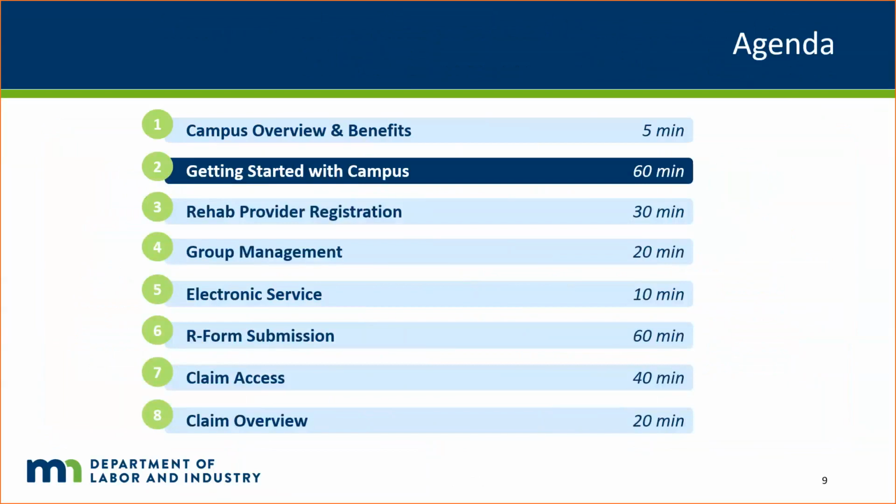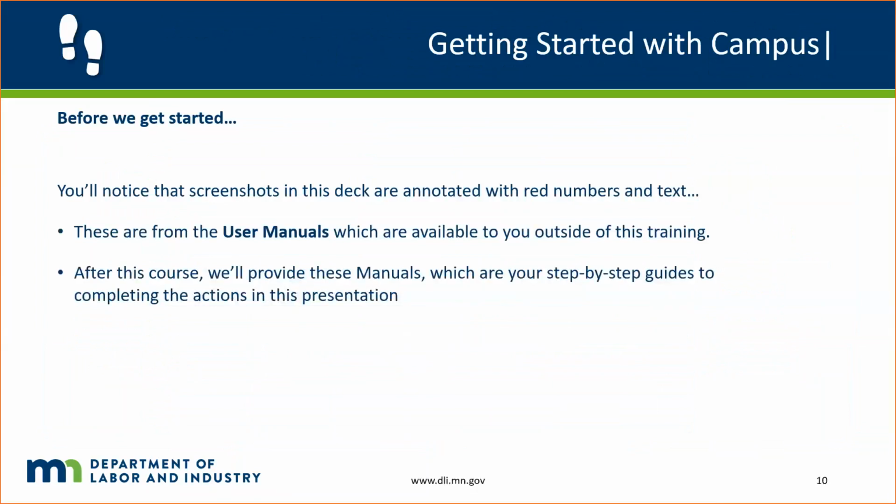In the next section, we're just going to go ahead and get started with Campus. To jump in, you'll notice throughout that some of the screenshots are notated with red numbers and text, and these correlate to the user manuals that are available outside of this training. So after this course, you'll be able to take a look at those and look back at this presentation as well as that step-by-step guide to follow along.